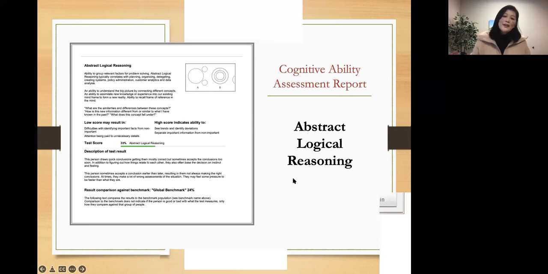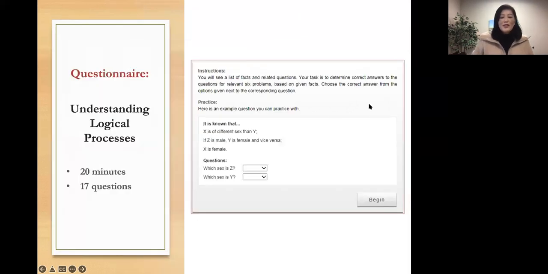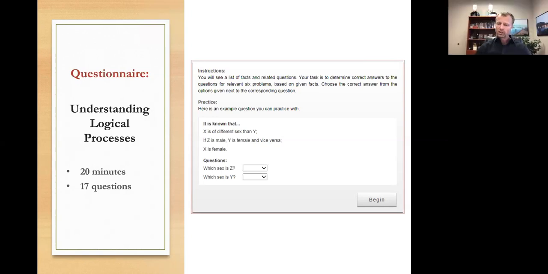Right. So the other one I asked Marku to talk about, I just picked another one that was one of our more popular ones, and that was understanding logical processes. This one is 20 minutes, so you can see the time difference, and it actually has fewer questions. It has 17 questions. So Marku, do you want to talk a little bit about logical processes? Yeah, this is also, like you said, Kristen, a very popular assessment under the cognitive abilities tools, because it looks at cause-effect relationships and makes sure that the respondent is able to identify those.